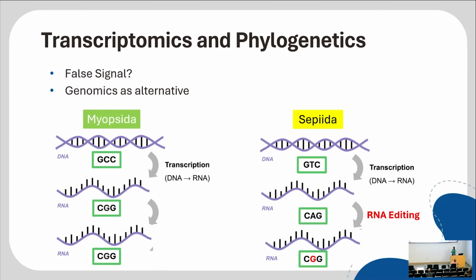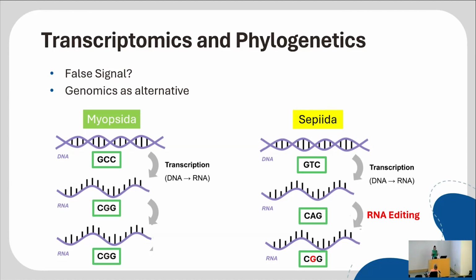Let's say they have different sequences in their genome. We have DNA saying GCC in Myopsida, and the DNA in Sepiida saying GTC. So if this was happening across the genome, those species would not be grouped together on that tree. But when you have this editing, let's say there's no editing in Myopsida, but you have an editing here, and now the resulting RNA that we're using to build the tree is showing that these two have the same sequence and are more closely related.